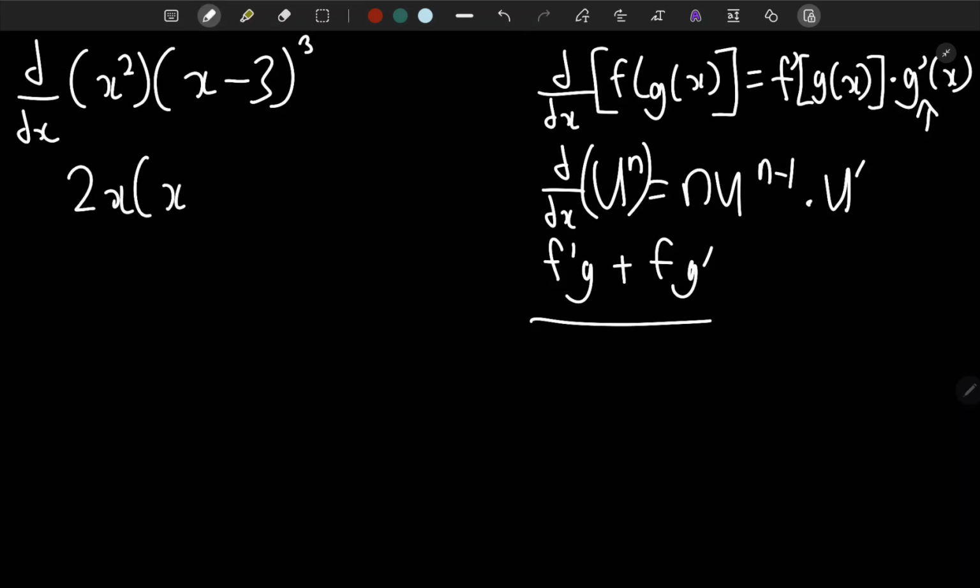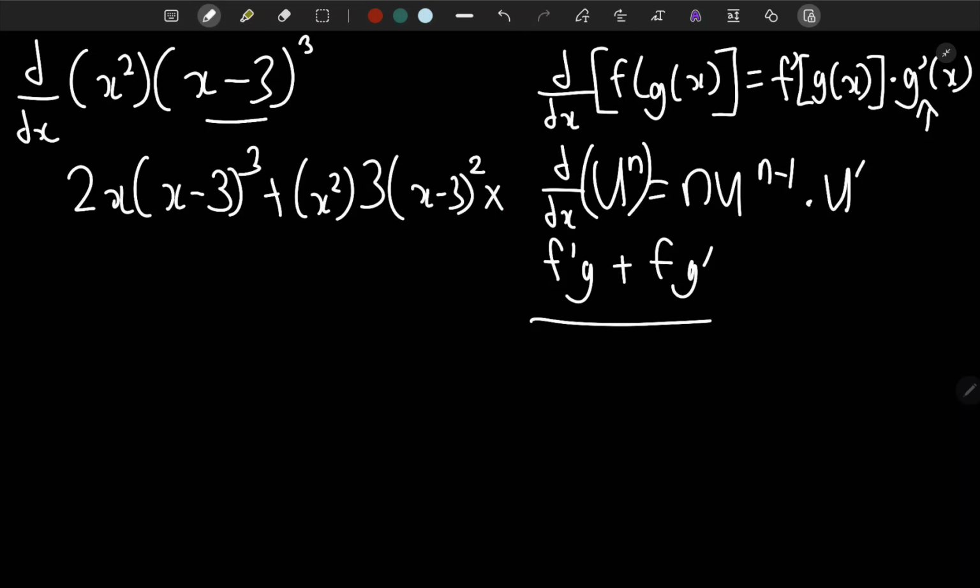G is going to stay the same, so (x minus 3) cubed, plus f is going to stay the same now, so x squared, times g prime. Here we need to use the chain rule for this part. It's going to be 3 into (x minus 3) stays the same, and the power will be 2, so 3 minus 1, multiplied by the derivative of the inner part, which is just 1, so I'm not going to write it here. And this is the final answer, and you can simplify this now.